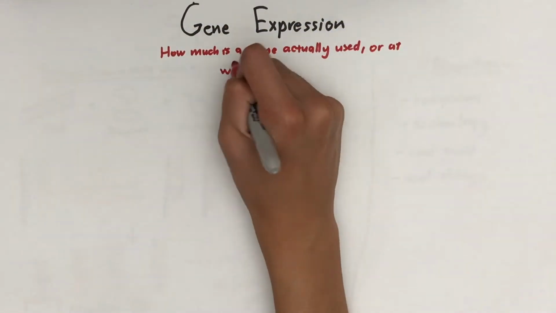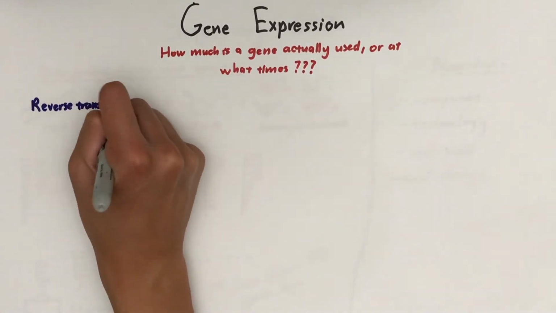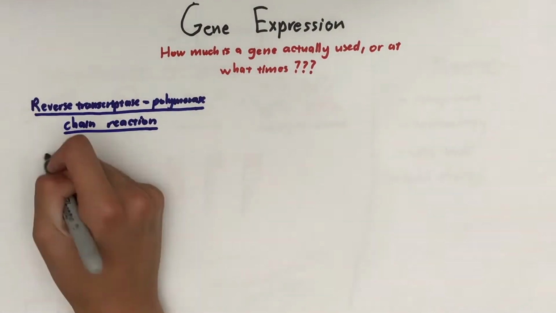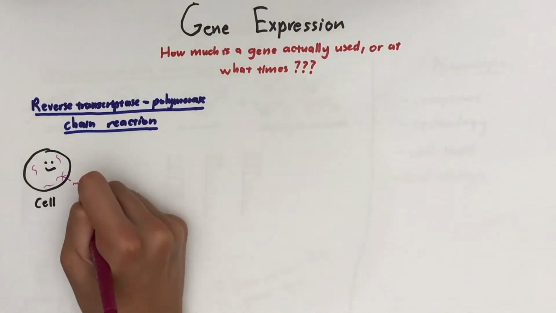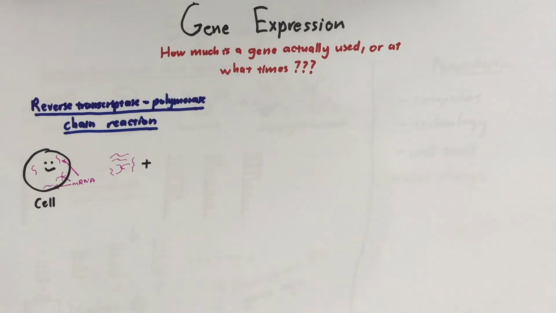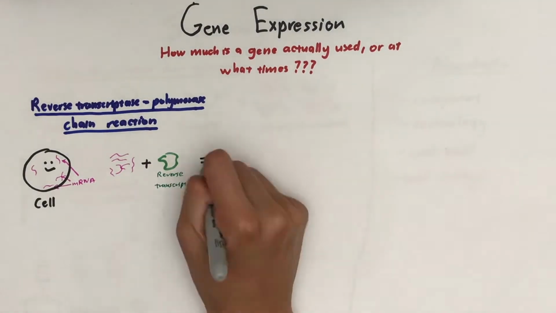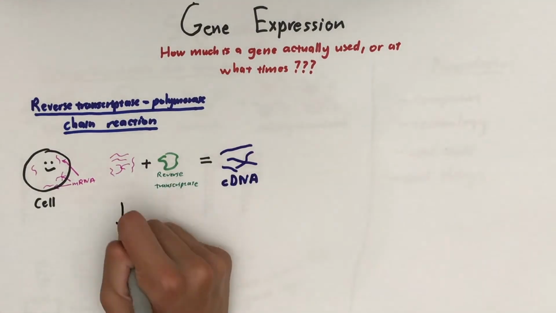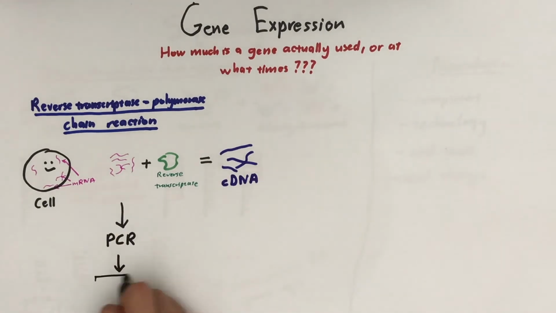Maybe you want to find how much a gene is actually expressed inside a cell. One popular way is called reverse transcriptase polymerase chain reaction. You take the mRNAs out of a cell, turn them into DNA using reverse transcriptase, which is an enzyme found in certain RNA viruses, and then use PCR in order to clone the gene. You can then use gel electrophoresis in order to measure the presence of certain DNA molecules.